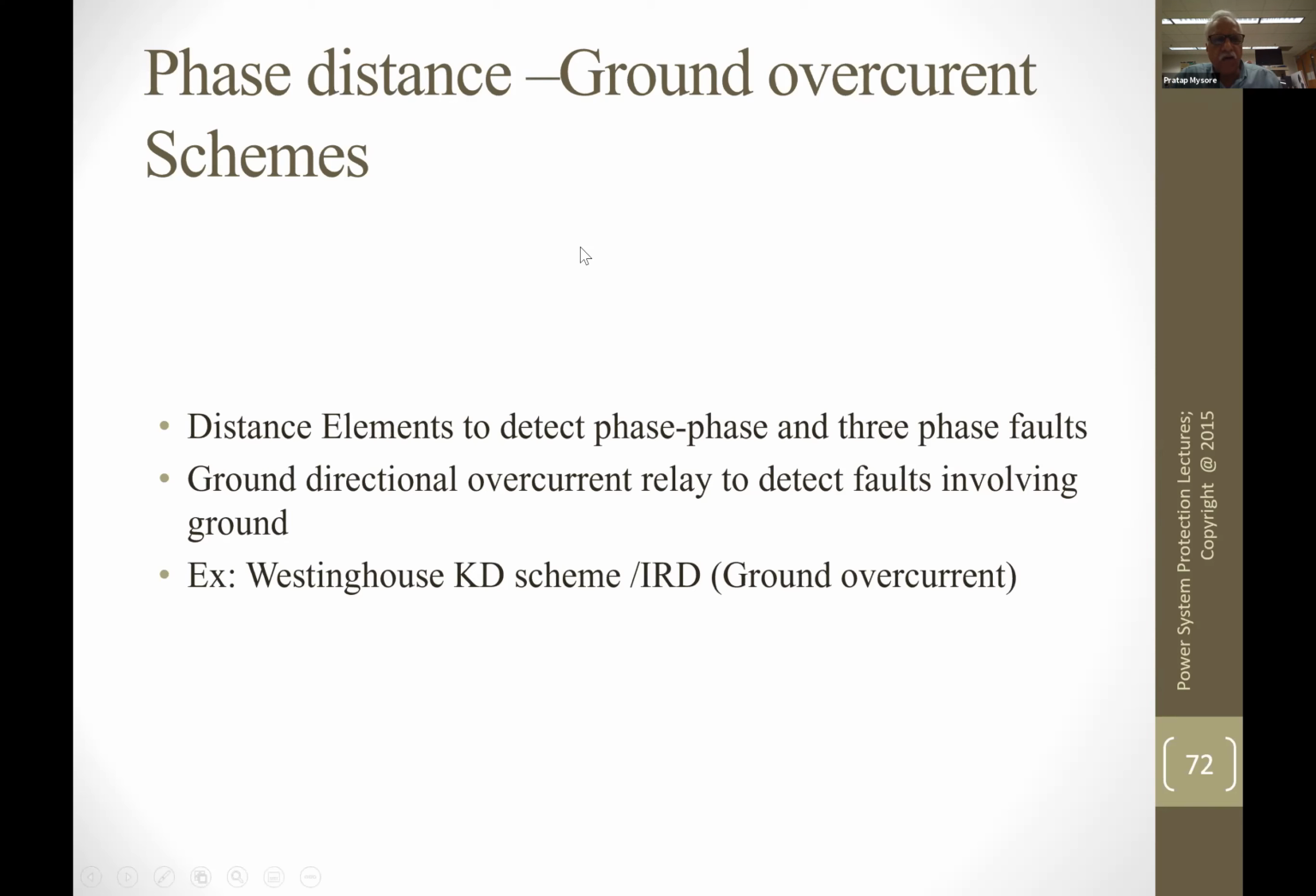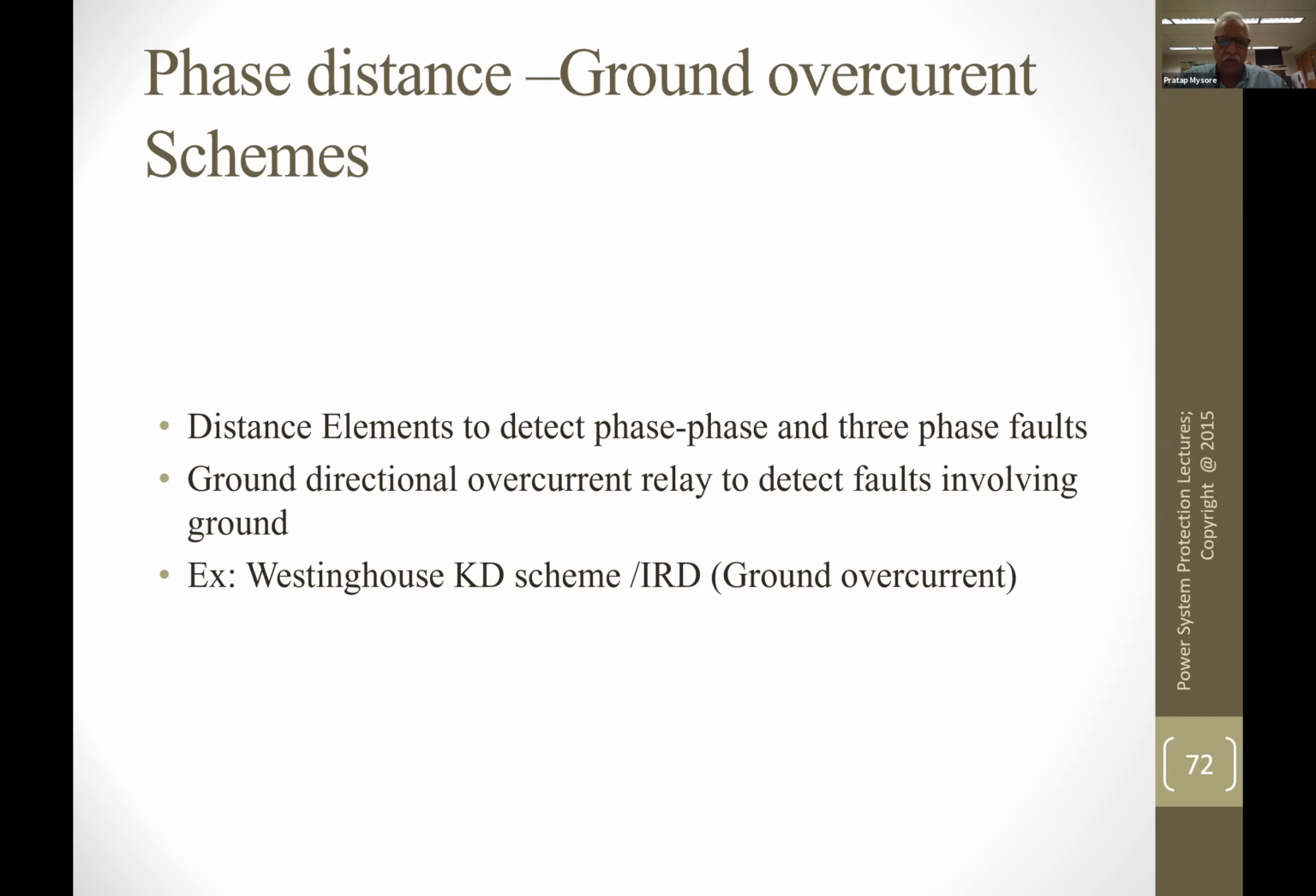Any fault involving ground will have a current through the ground neutral, right? So you can use a ground overcurrent element to detect faults to ground. And they used what is called a polyphase distance element, one box that can detect all types of phase-to-phase faults, double line to ground, and three-phase faults. So they use 2 boxes instead of using 6 boxes.